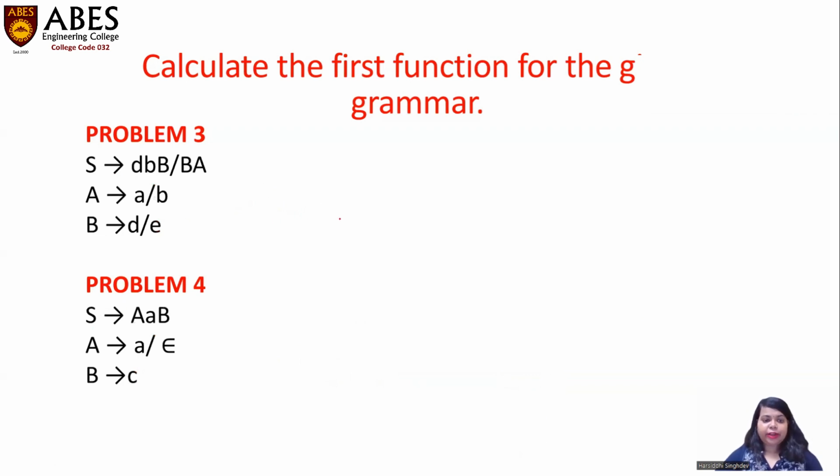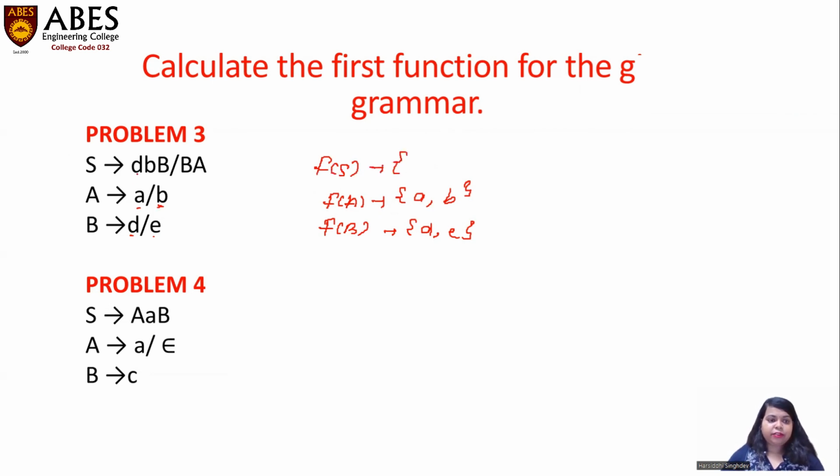here. Let's calculate first in problem 3, the first of B. First of B contains what? Either D or E. Then first of A. First of A contains either A or B. See, either A or B. In case of B, either D or E. These are terminal symbols. Now it comes to first of S. Now see, in this string, the first symbol is small d, that is a terminal symbol. So we can simply write D.